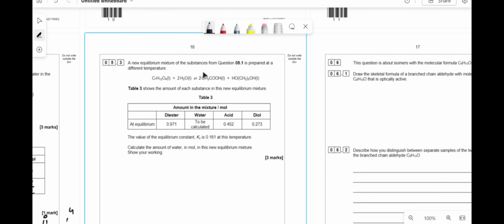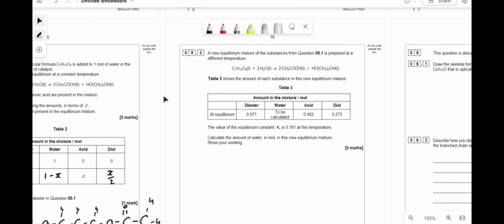A new equilibrium mixture of the substances from the previous question is prepared at a different temperature. Table 3 shows the amount of each substance in this new equilibrium mixture, and the value of Kc is this. Calculate the amount of water. Fine, in moles.